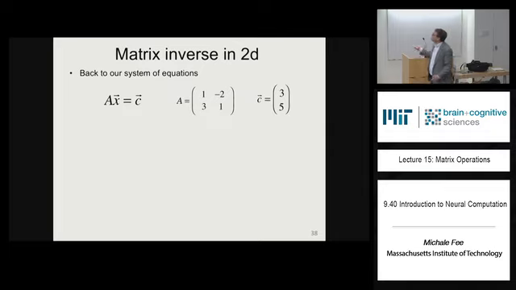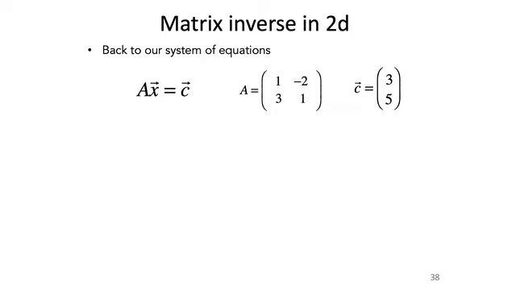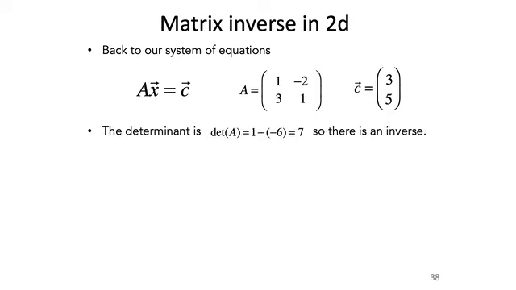All right, so let's actually go through this example. So here's our equation, AX equals C. We're going to use this same matrix we had before and this same C. The determinant is just the product of those minus the product of those. So 1 minus -6, so the determinant is 7. So there is an inverse of this matrix. And we can just write that down as follows. Again, we flipped those two and multiplied those by -1.